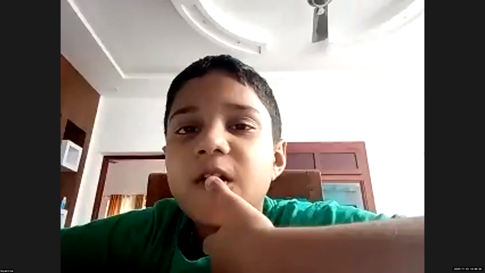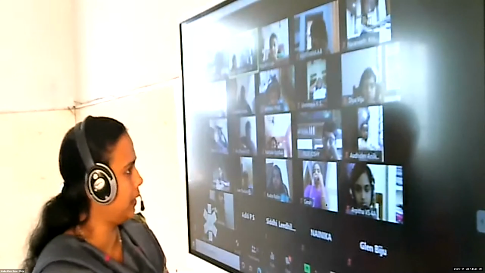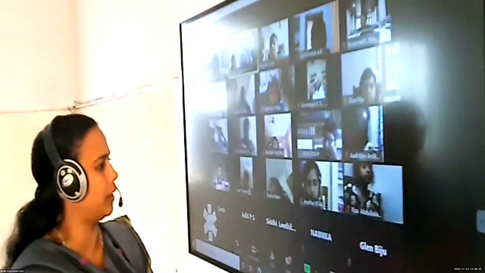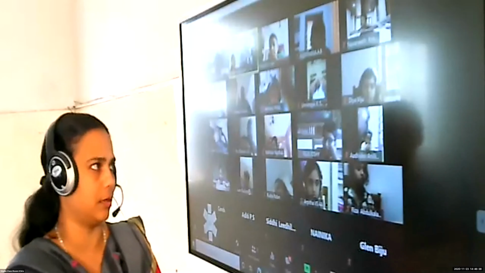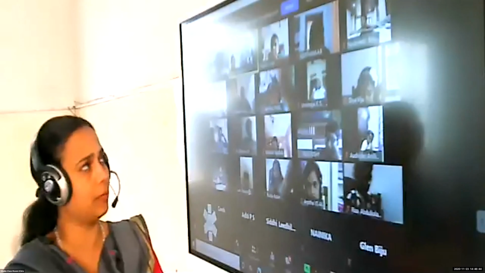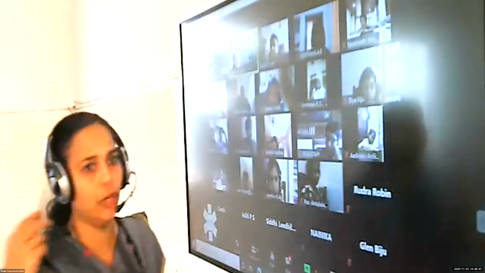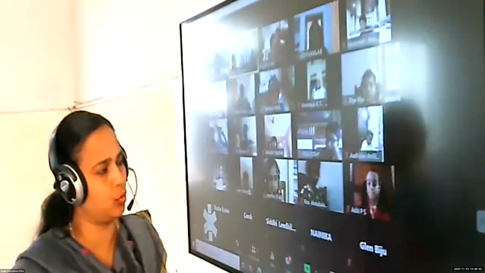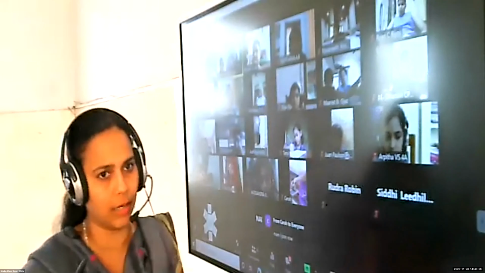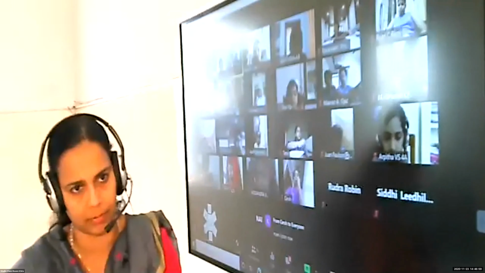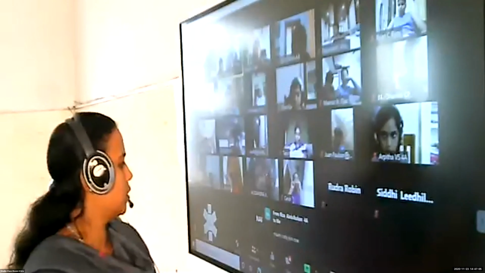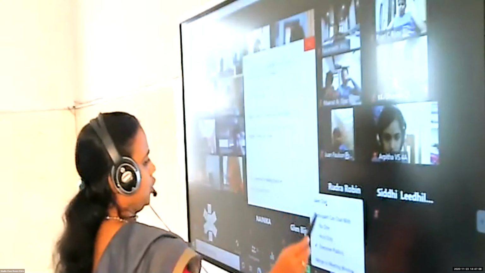So how can we make equivalent fractions? By multiplying or dividing both numerator and denominator by the same number. We discussed that in our last class. If you multiply the numerator by 2, the denominator you also have to multiply by 2. If you multiply or divide the numerator by a number, you have to do the same to the denominator also.